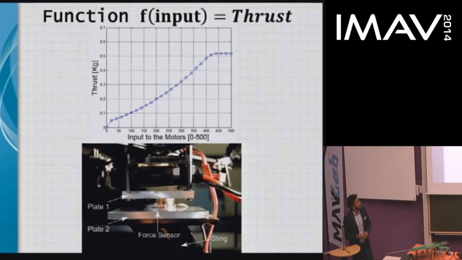As I said, in the wind tunnel, we also identified a function that relates the input to the thrust generated by the propeller. And this is just a slide to show you also the details of how the quadrotor was mounted on the balance, on the ATI sensor. So you can see the two plates that I designed and also the ATI sensor and the quadrotor on top.